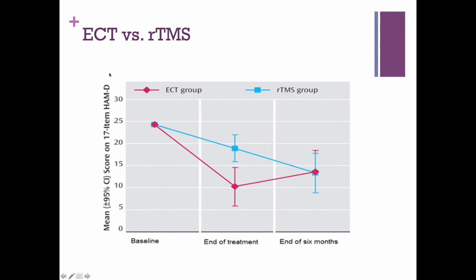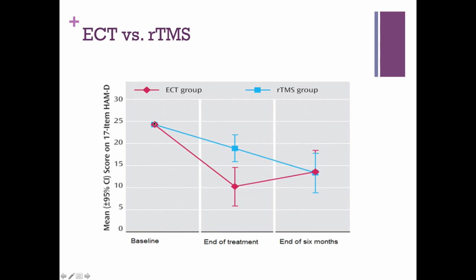What I want you to look at: we've known for a long time that ECT works, the convulsive therapy works. Now we're looking at the mean score on the depression questionnaire. Here we have at baseline how patients were feeling when they first came in and started the study. At 17 items, 30 is the highest score you can get for depressive symptoms, and the patients were averaging about a 25 on the depression questionnaire. Then they were divided up into either receiving electroconvulsive therapy or transcranial magnetic stimulation therapy.